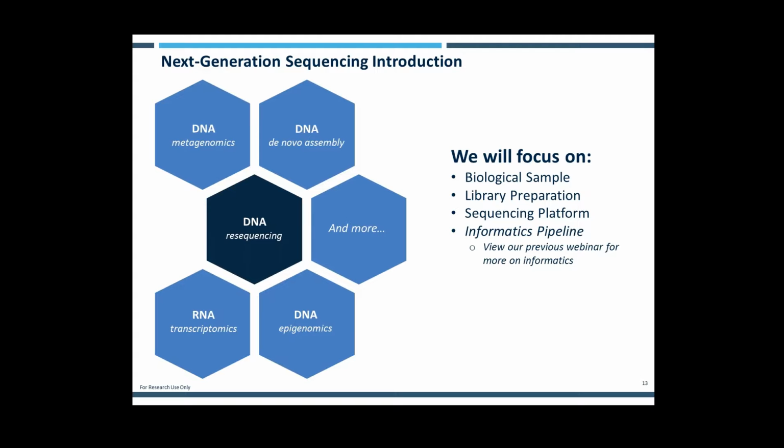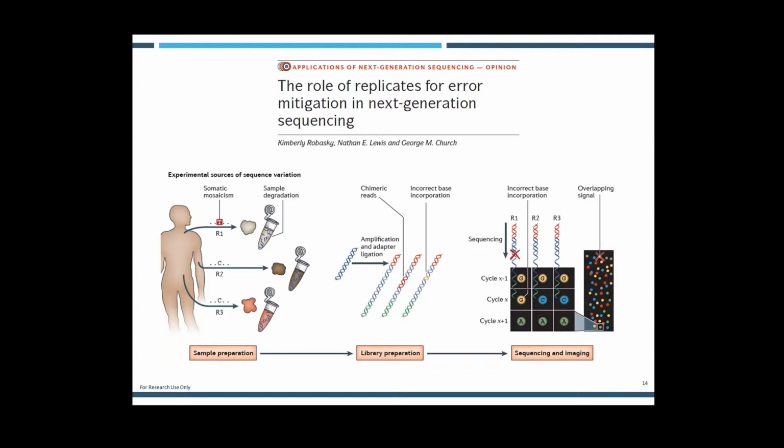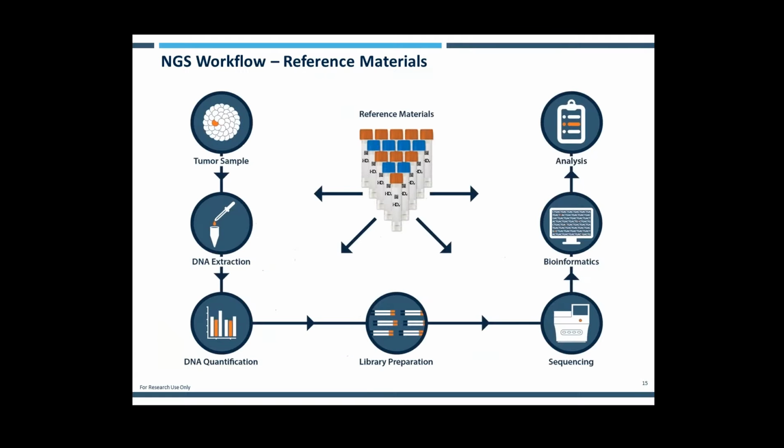I just want to mention, while we won't go into detail today, if you're interested in learning more about the bioinformatics analysis, we have a recording of our previous webinar on our website, and you can access that at your leisure. A great reference that I found, that I'll go back to along the way today, is this fantastic perspective article from Nature Reviews Genetics. It's titled The Role of Replicates for Error Mitigation in Next-Gen Sequencing. I'll refer back to this workflow that they've presented along the way of the webinar.